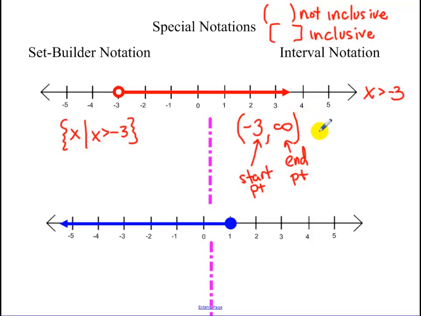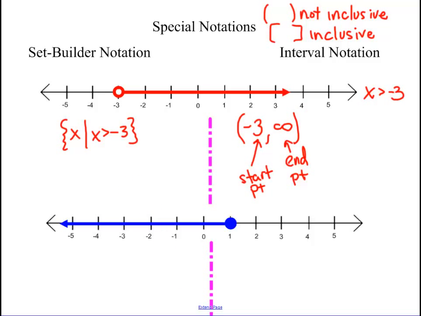When putting things in interval notation, parentheses mean I don't include those endpoints. This -3 is not part of my solution because it's an open hole. -infinity, or even +infinity, we can't include because they're not values that we can stand on. So for infinity, we always have parentheses.